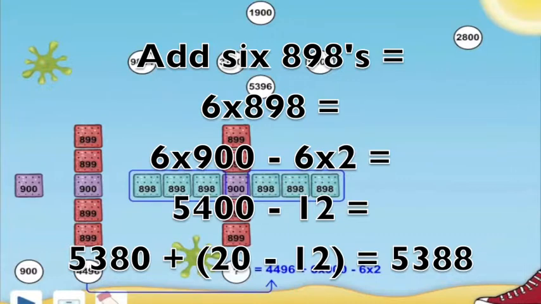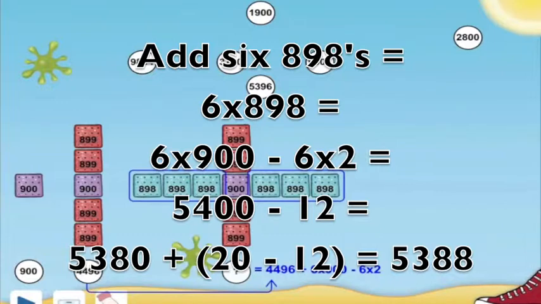So 6 times 898 is equal to 6 times 900, and we need to take away 6 2's, or 6 times 2. 6 times 900 is 5400. 6 times 2 is 12. So we obtain 5400 minus 12.